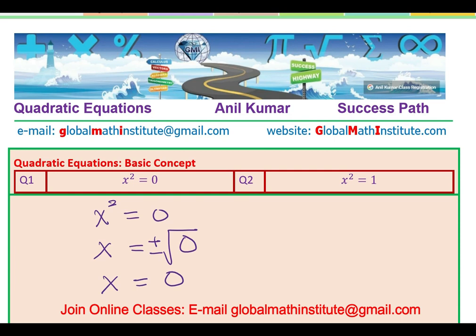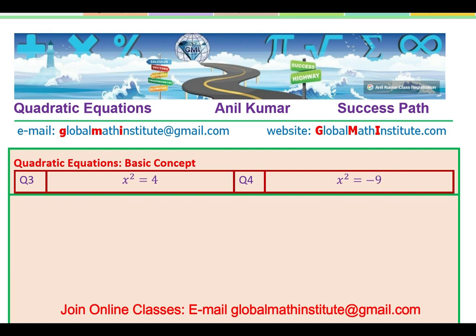For 0 we normally do not put plus and minus. But the other equation, which is x square equals 1, here x is equal to square root of 1, then again don't forget to put plus and minus. So we get x is equal to 1 or -1. We could write it like this also. You get the idea, right? So now you got the basics.